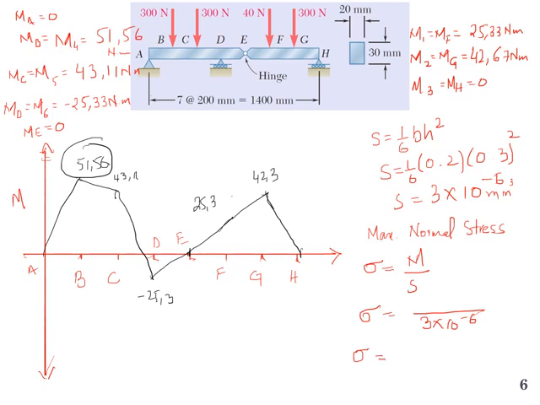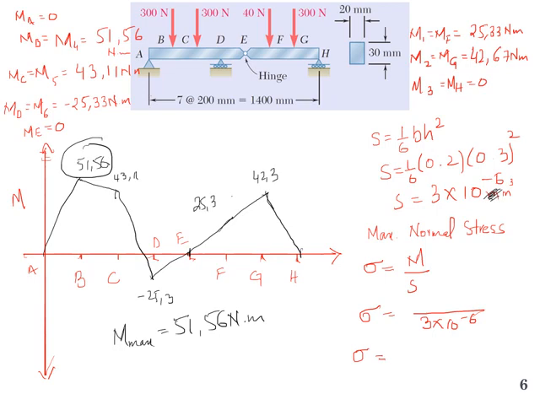So we know the moment. The maximum moment, M max, is 51.56 Newton meter. Now we have a rectangular cross section. So the section modulus for a rectangle is 1 by 6 b h squared. Putting the values in meters, 1 by 6 times 0.2 times 0.3 squared. If we calculate, that becomes 3 times 10 to the power minus 6 meter cube, not millimeter square.